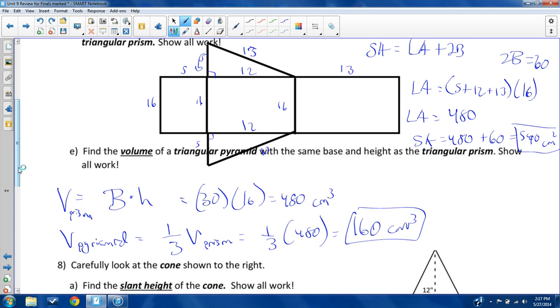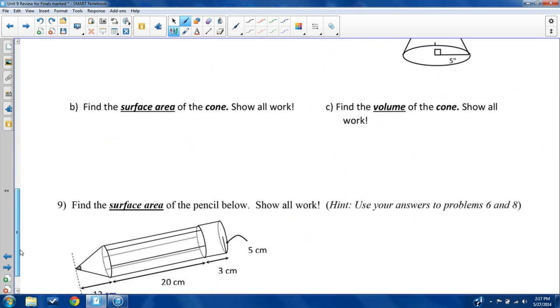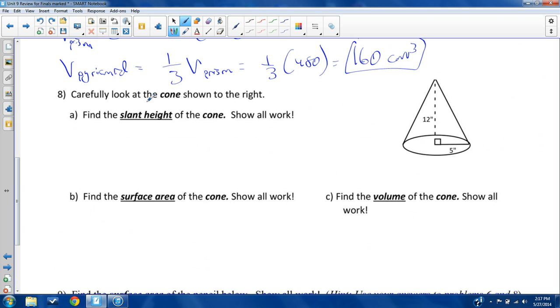Okay, last problem to go. Nope, 2 more problems. Carefully look at the cone shown to the right. Find the slant height of the cone. Show all work. Okay, this altitude is your height. Remember, your slant height's over here. Again, this is a right triangle that you're looking at, if you looked at it in 2D, this cross section here. This is a 5, 12, 13 special right triangle. So your slant height is 13. If I wanted to show more work, I'd say 5 squared plus 12 squared equals L squared and do the rest of the work there.